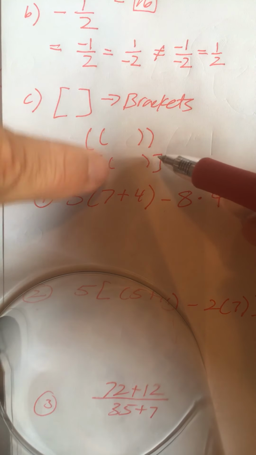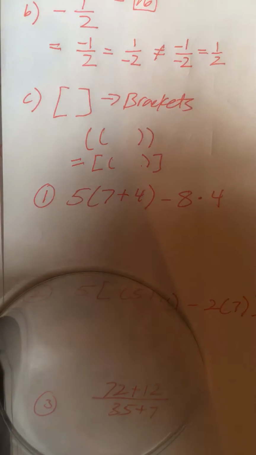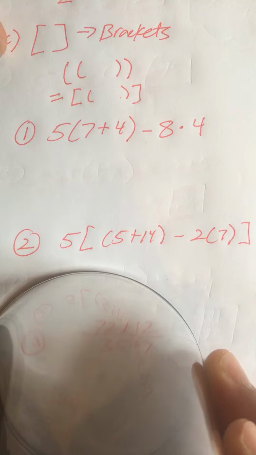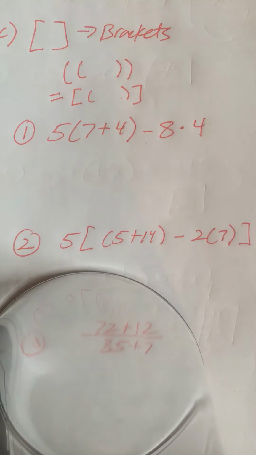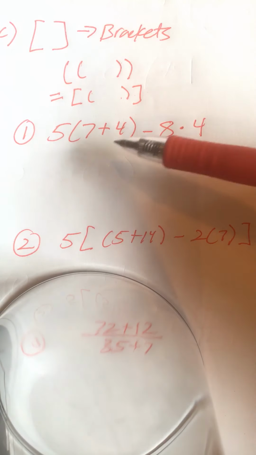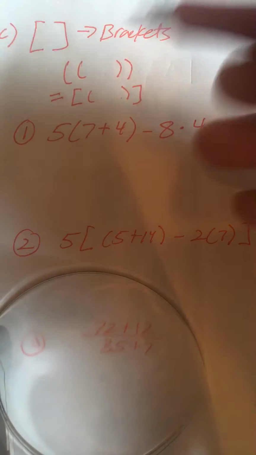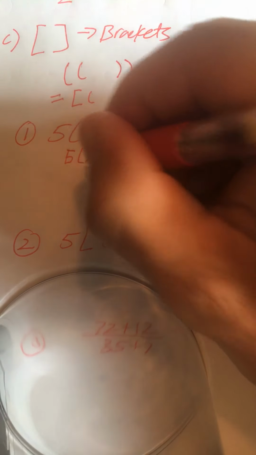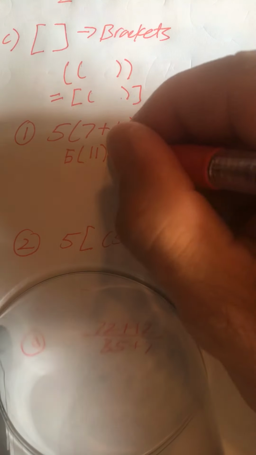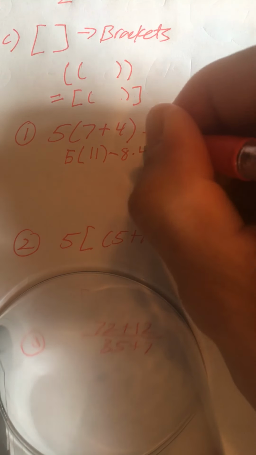If we have parentheses inside there, we're going to go inside and work with that first, okay? So let's just look at a couple examples, okay? Number one, using order of operations, we're going to first go to what's inside the parentheses, and this says 7 plus 4, which we know is 11. So I'm going to bring down the 5. I'm keeping the 11 inside the parentheses.